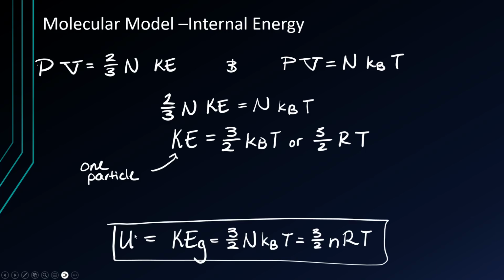So if I want the internal energy, U is the internal energy of the entire system, I have 3/2 times the number of particles times the Boltzmann constant times temperature, or internal energy is equal to 3/2 nRT. And this is how you arrive at the internal energy equation for a gas that you all use in chemistry.